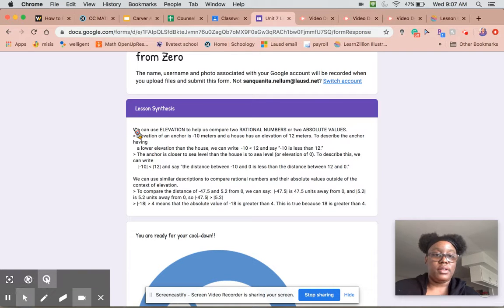We can use elevation to help us compare two rational numbers or two absolute values. Elevation is when we're going up and down with negative numbers. Rational numbers are negative, positive, decimals, fractions, whole numbers. And absolute value is the distance that a number is from zero, right? So elevation of an anchor.